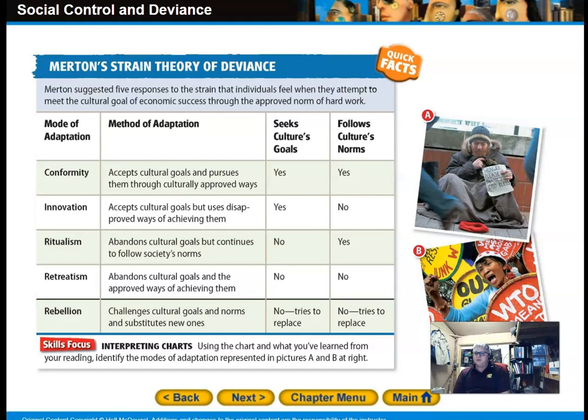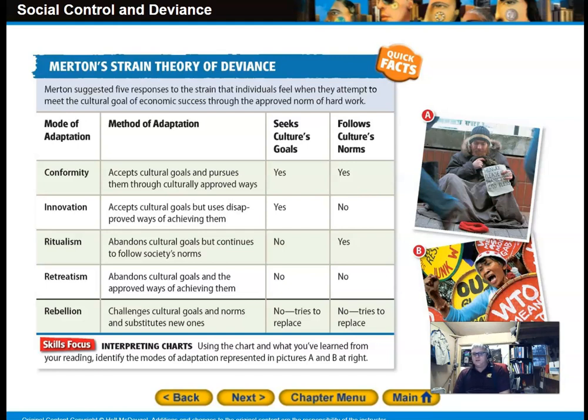Innovation accepts cultural goals but uses disapproved ways of achieving them. It does seek cultural goals, but it doesn't follow the culture's norms. Ritualism abandons cultural goals but continues to follow society's norms. It doesn't seek the culture's goals, and it does follow the culture's norms.